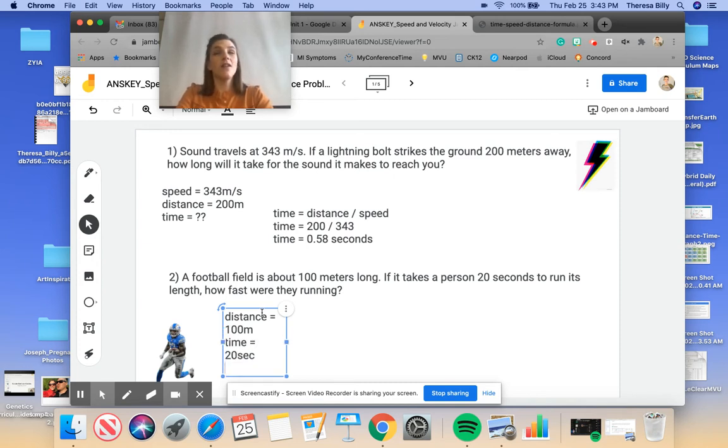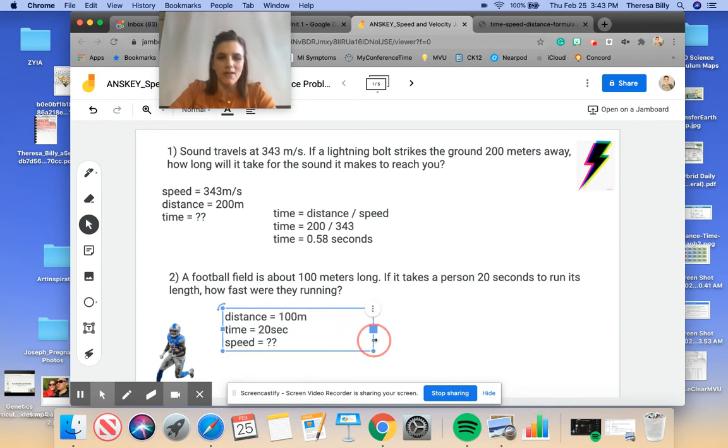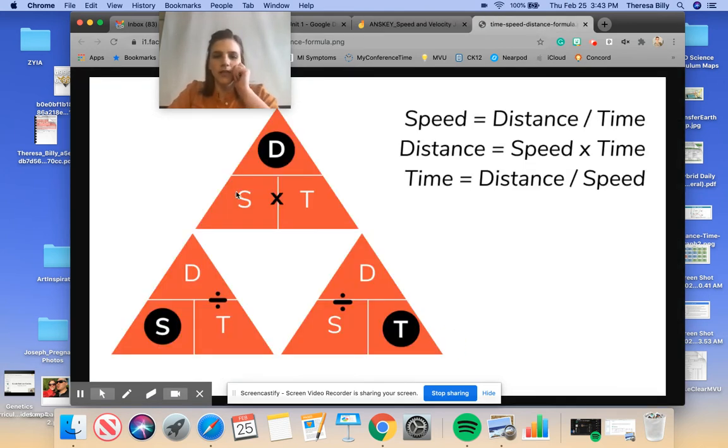Okay, which means we are solving for speed, which is what the question is asking. How fast are they going? I mean, what is their speed? So that makes sense. Okay, now what is that equation for speed? You can come back to your triangles here. If we want to solve for speed, the equation is distance divided by time.